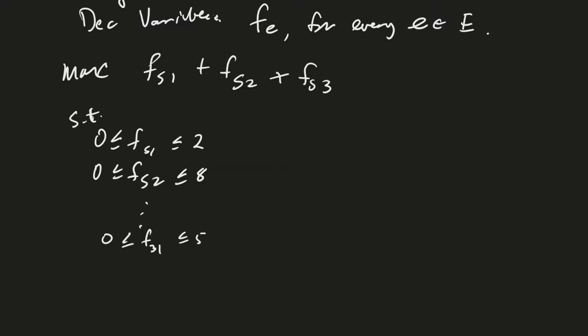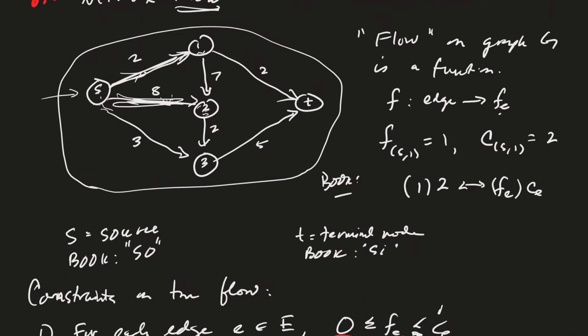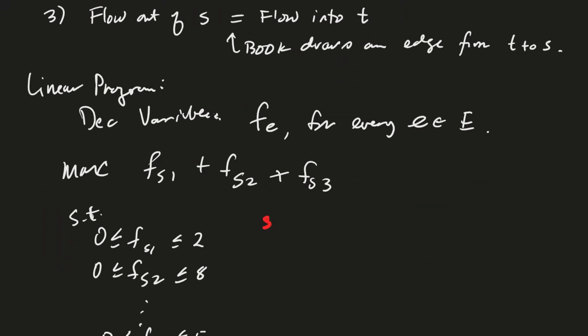Good. Okay. Now, let's take a look at node 1. What is the flow in? FS1. Flow out is F1T and F12. Let me redraw it. This is the flow in, and this is the flow out and the flow out. So FS1 must be equal to F1T plus F12. Let's go ahead and write that. Such that FS1 equals F1T plus F12. And so that's for node 1.